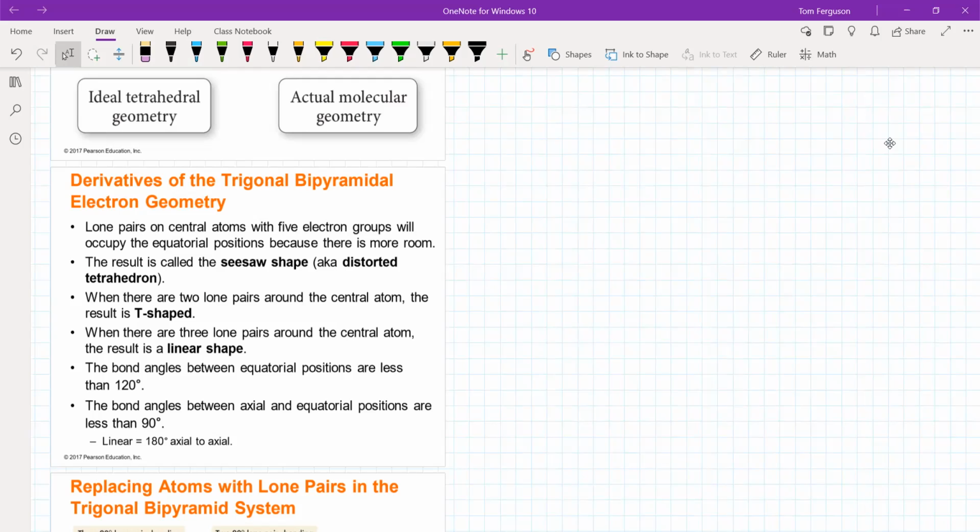Okay, now the important thing when you get to 5 and 6 are there's 2 kinds of positions that are not equal. There's equatorial ones that go around the equator of the central atom, and polar ones, which are on the poles of the central atom. And those are not equal positions.